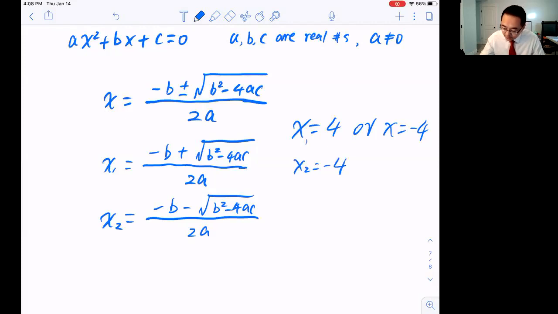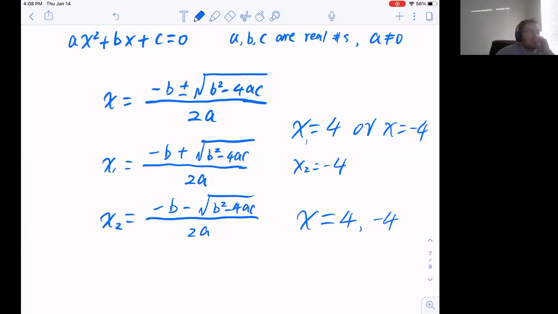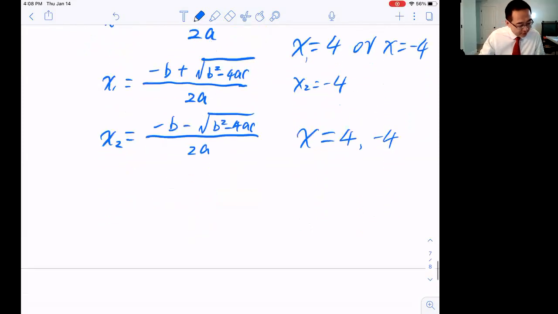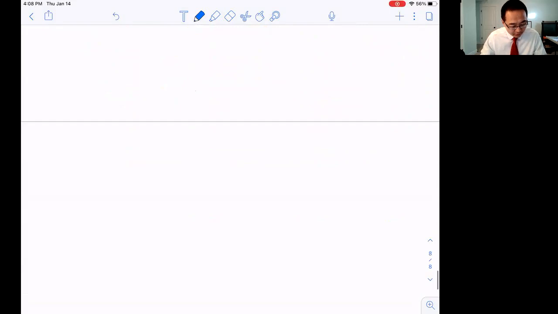But if you write x equals 4, comma, -4, I know what you mean, but it's not necessarily a traditional mathematical expression, right? I might take a little point off just so you pay attention and don't write it in a very loose, non-mathematical way. Okay. Thank you. Yep.